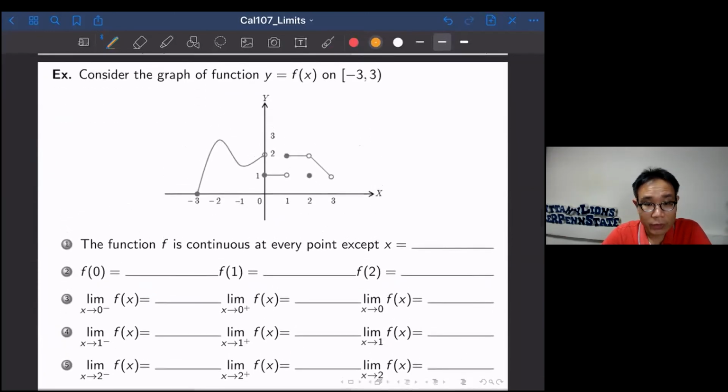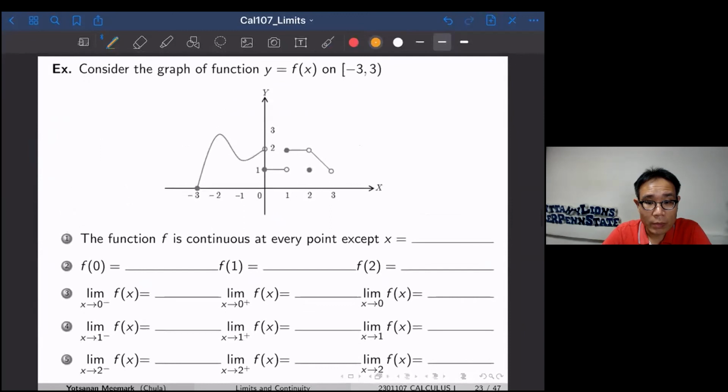Let's do this example. I will give you some time to do this example on your own first. Okay, so I give you about 1 or 2 minutes. I'm gonna wait, and we're gonna do this one together.